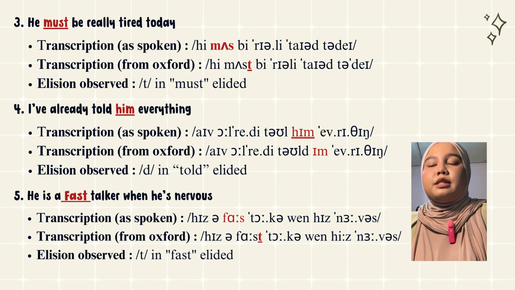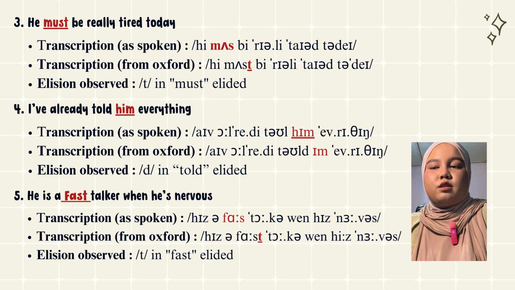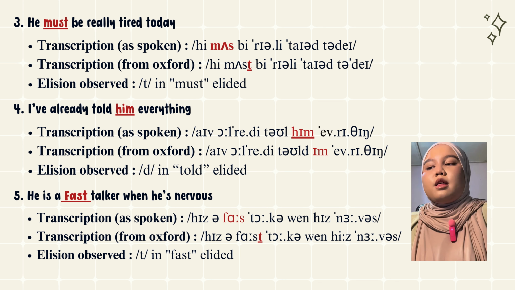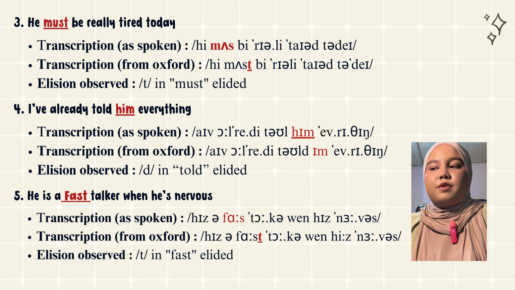Again, there is an elision that occurred in the sentence. The sound t is dropped from fast. Instead of he is a fast talker when he is nervous, it becomes he is a fast talker when he is nervous. So it becomes fast talker. The t is often elided in casual context, especially before another voiceless sound like t in talker. So it becomes fast talker.